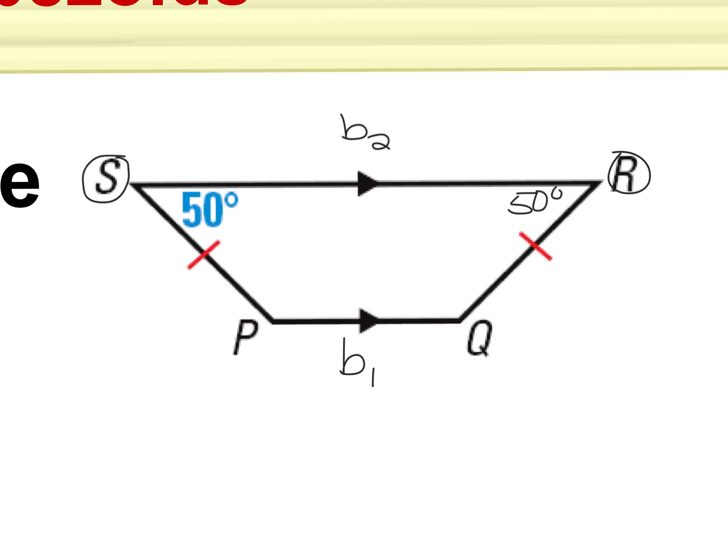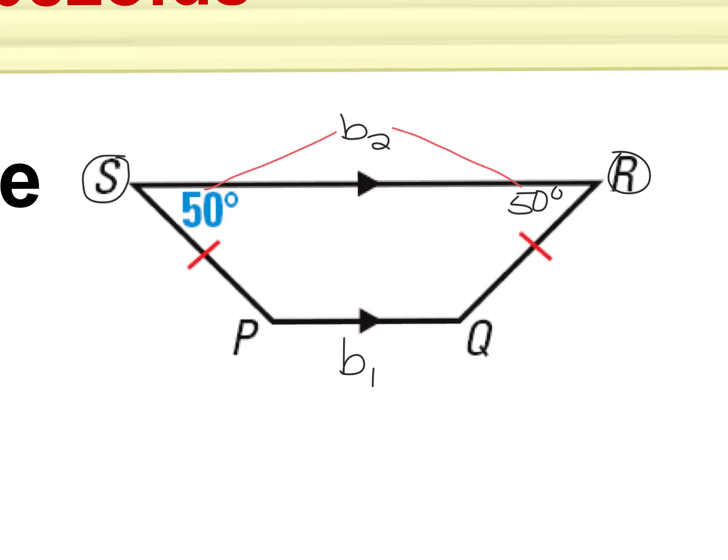So in a parallelogram, where were the congruent angles at? What was their relationship? They were across from each other, right? In a trapezoid, they are going to be on the same side. They're connected to the base. So the angles that are connected to the base, they have to be connected to the same base to be the same.